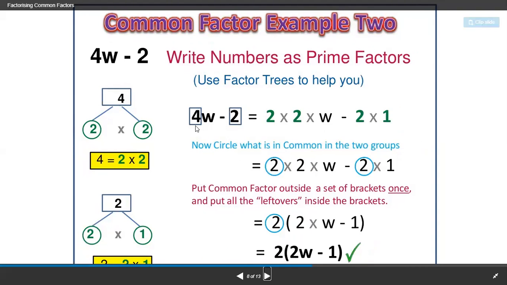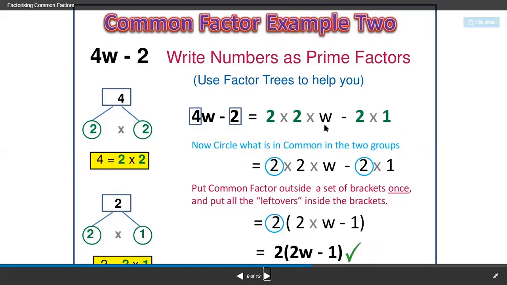Let me give you another question. In this question, I have 4w minus 2. What we have to do is factor 4 and 2. So 4 will be 2 and 2. And 2 will be 2 times 1. Then we will expand. I have 2 times w minus 2 times 1.